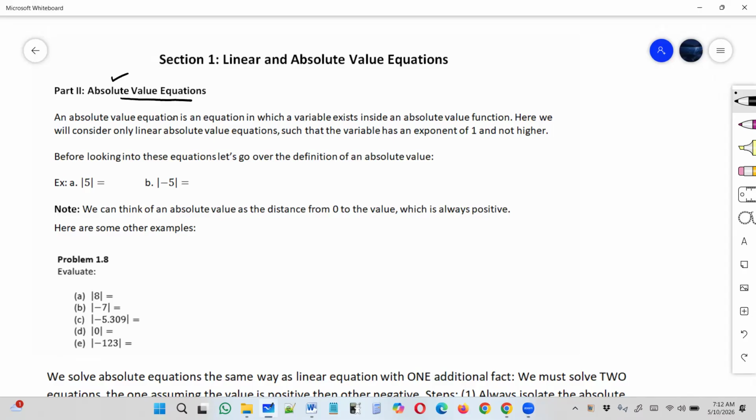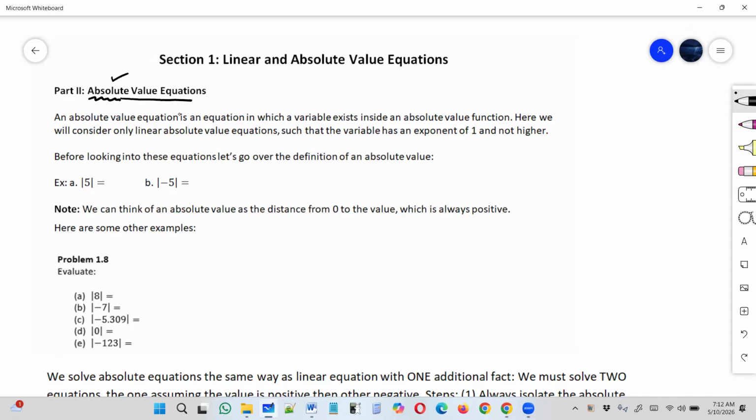Okay? We're going to balance the equation the exact same way. We're going to solve for one variable. We're going to leave that variable isolated in one side and the number on the other. But in addition to that, we have to cover what is an absolute value.